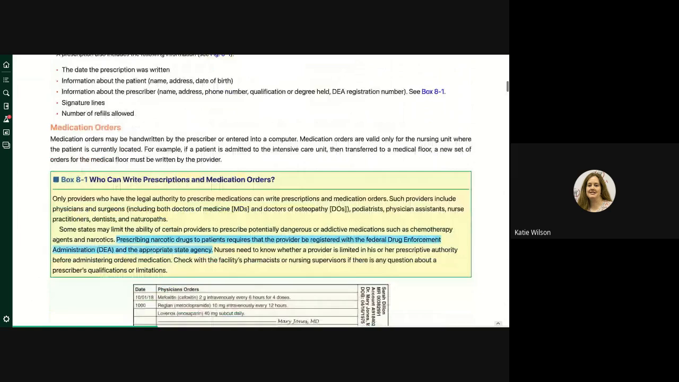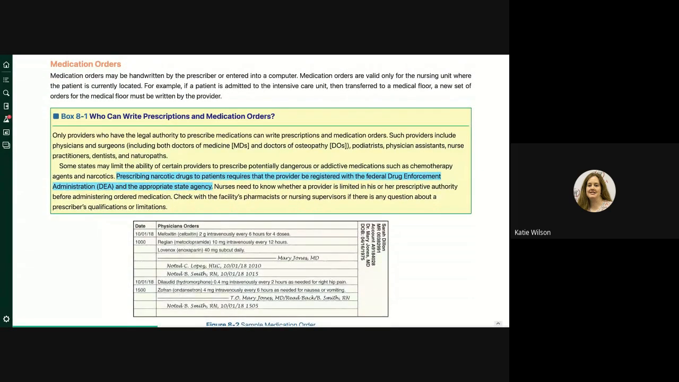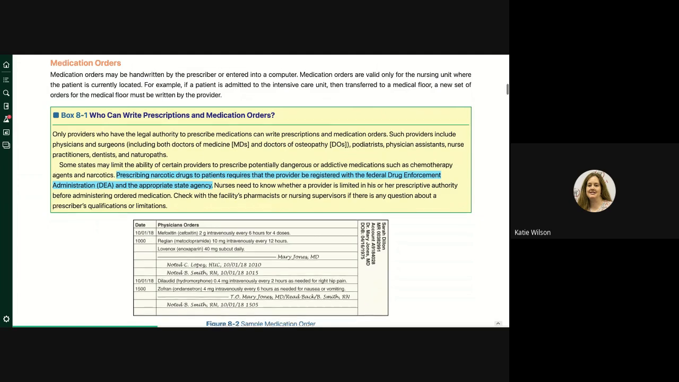So medication orders, who can write them? You might see a physician, physician assistant, nurse practitioner, dentist. Different providers can prescribe medications, but they have to have legal authority to, and they have to be registered with the Federal Drug Enforcement Administration and their appropriate state agency. Okay, so need to make sure that these are legitimate prescribers.